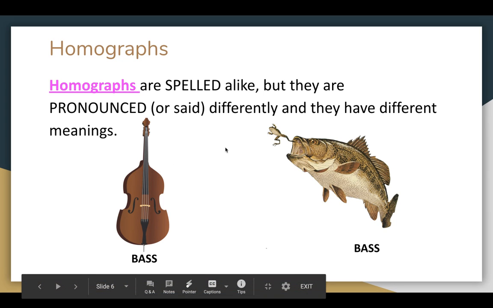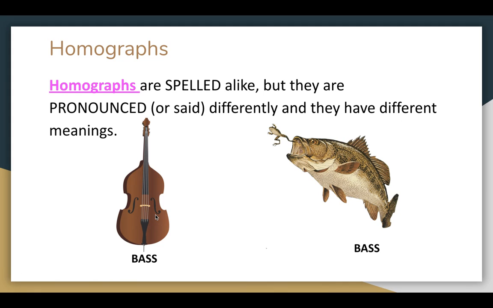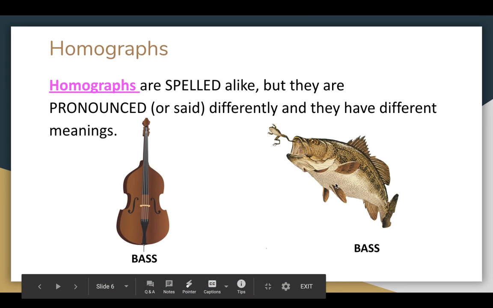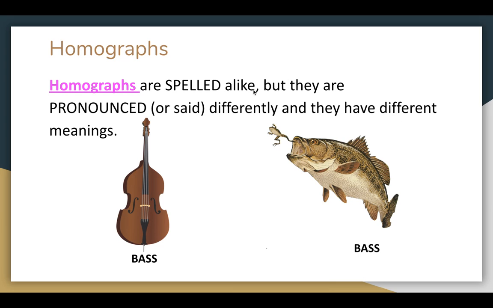So this is a pair of homographs: bass, over here on the left-hand side, and bass. Bass, we're talking about like a bass guitar or a cello or whatever, a bass instrument. And a bass, we're talking about a fish. They are spelled exactly the same, but they are not pronounced the same. And they have completely different meanings. Remember, not all homographs are pronounced differently. Just some of them are pronounced differently. So let's go ahead and look at a chart of some common homographs.